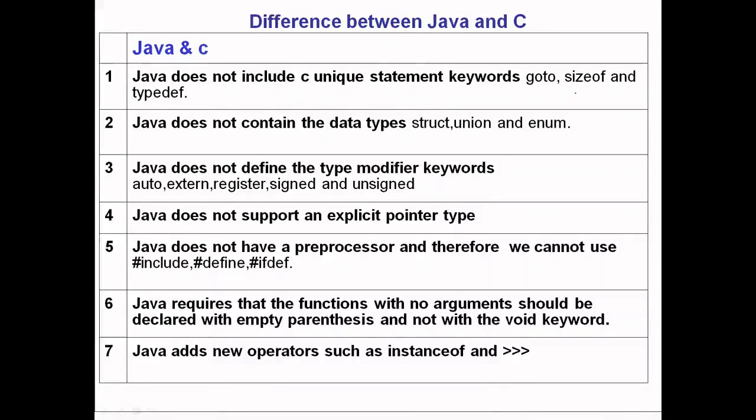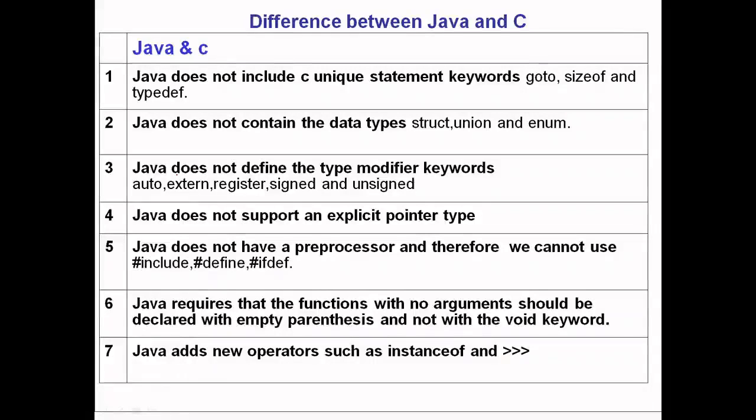Java does not contain the data types struct, union, and enum. In C you have used structure, union, and enumeration types, but there are no such types in Java programming language.